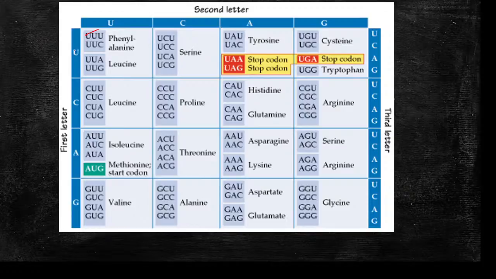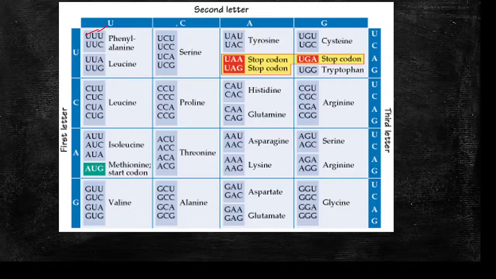So how to write this genetic code? In the first box, the first letter is U, the second letter is also U, and the third letter is also U. So this is the first codon, UUU. In the first box only the third nucleotide will change. The second codon is UUC, the third codon is UUA, the fourth codon is UUG.